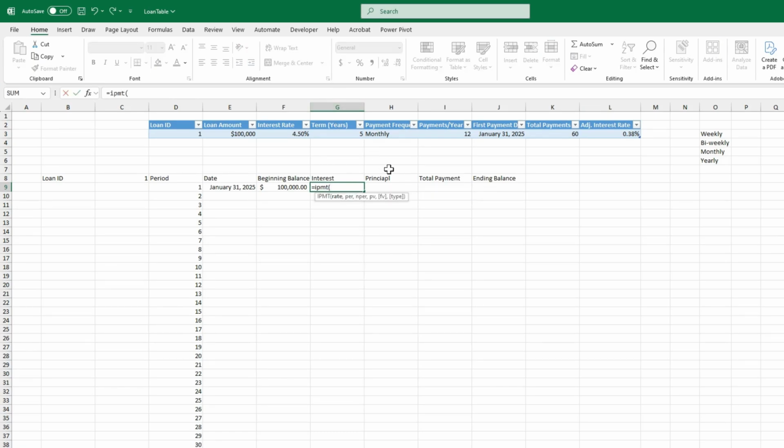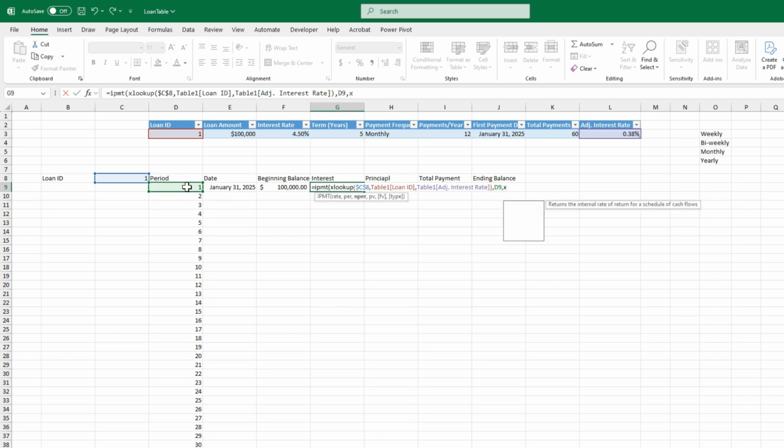And we're going to have to do a lot of XLOOKUP statements here. XLOOKUP, our loan ID of 1, I would like to look it up in this column. I would like to return this column, finish that off. Our period is simply just going to be our period here for number 1. NPER, back to our XLOOKUP. Look up this value, make sure it's absolute, look up in this array, and return, what do we need to return here? Our 60 for our total payments.